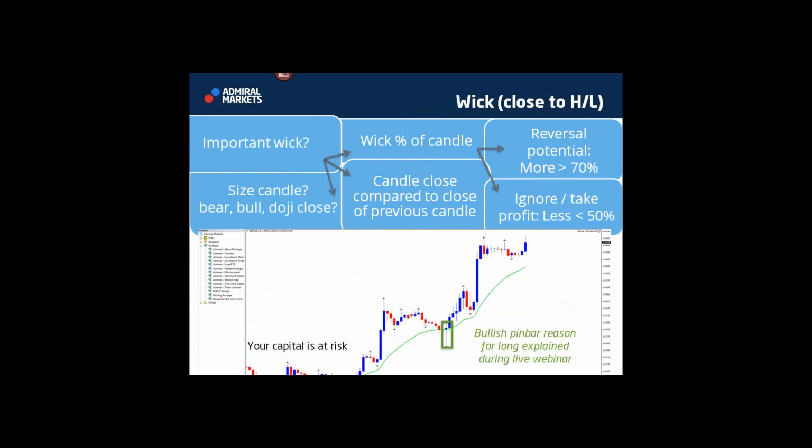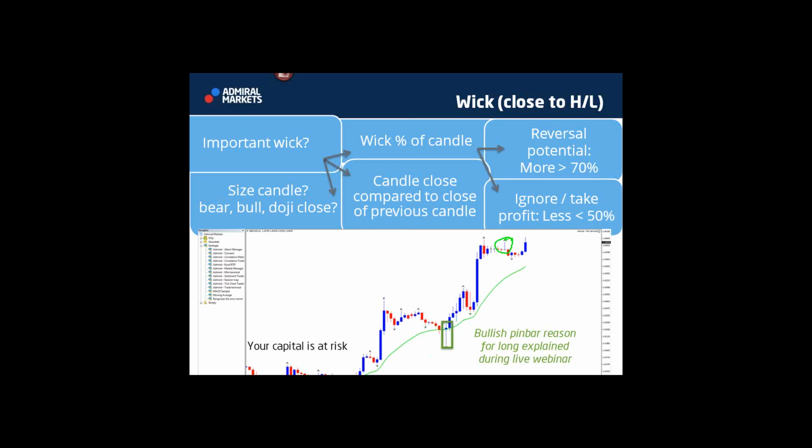In general, there are some rules though that make wicks more important or less important. A wick on a big size candle, so if the candle itself is relatively large and there's a sizable wick on a large candle, that has more importance. A small candle, like this, for instance, does have a big wick, relatively, but the candle itself is small. So that's not going to have a major impact on the price movement that will occur after that.